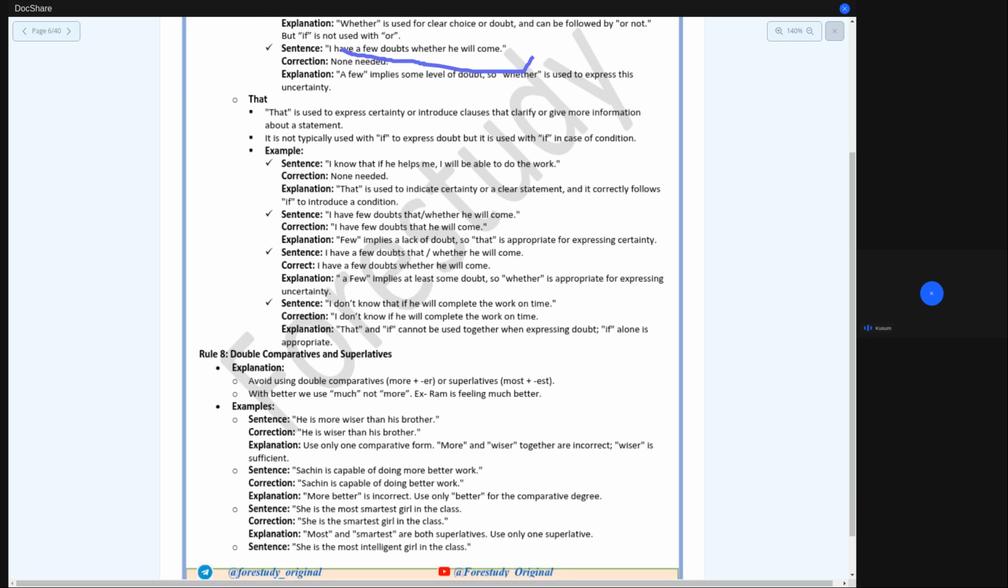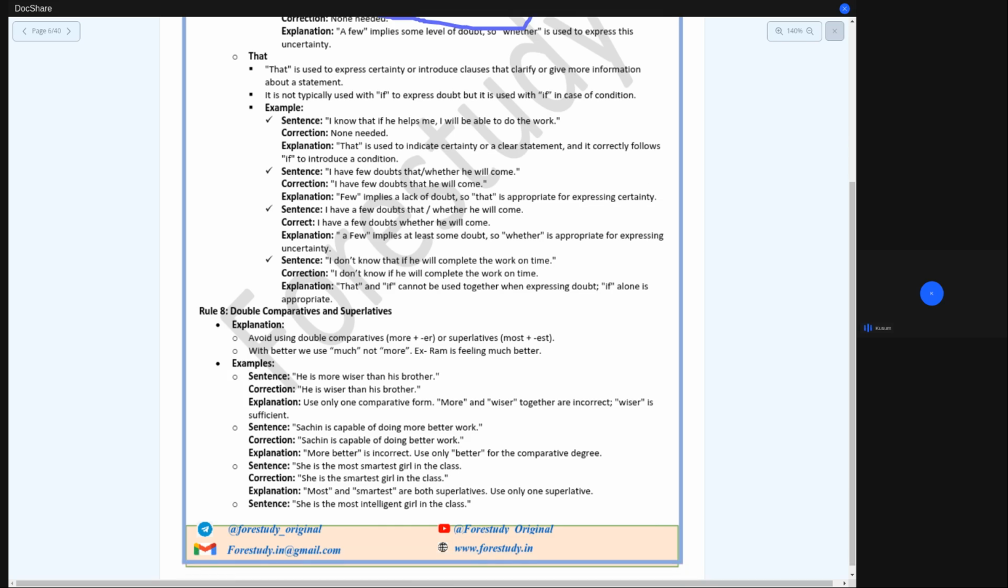Now, coming to that. That is often used to introduce clauses that provide more information or state something with a degree of certainty. It can introduce noun clauses that function as a subject or object of a verb. For example, I know that he is reliable. I know that if he helps me, I'll be able to do the work. So in this case, this "that" is basically giving us information. It is providing more information.